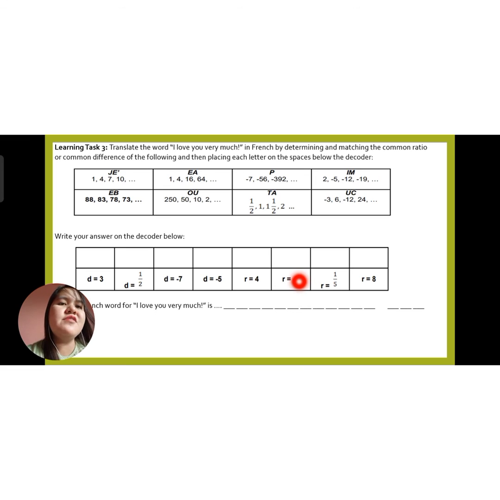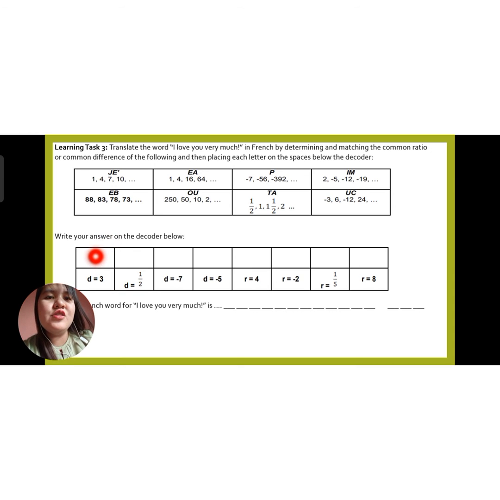So, for learning task number 3, translate the word "I love you very much" in French by determining and matching the common ratio or common difference of the following and then placing each letter on the space below the decoder. So, ibig sabihin, hindi lang geometric sequence ang gagawin nyo dito. Pag sa tingin ninyong yung sequence ay hindi geometric, gamitin nyo ang formula ng arithmetic. Kukunin nyo yung common difference niya or yung common ratio niya, itatapat nyo dito.